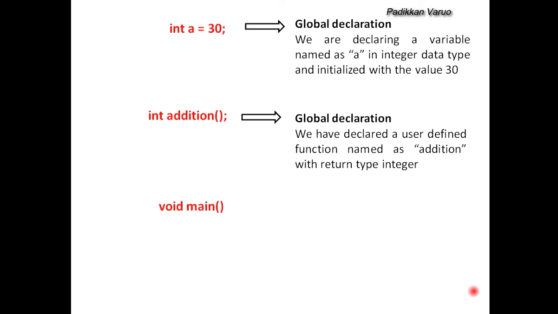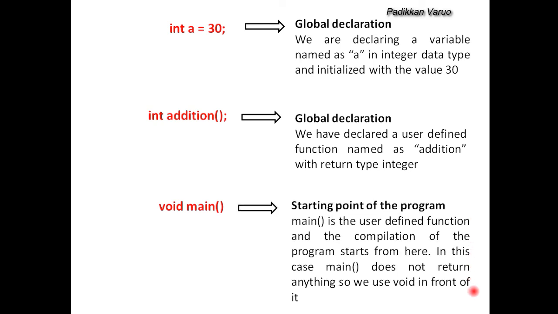The next one is the important function, that is void main. This is the starting point of this program. Main is a user defined function and the compilation of the program starts from here. Every C program will consist of only one main function. In my example, the main does not return anything, so we use void in front of it. Next, we will move on to the important coding section related to the program.